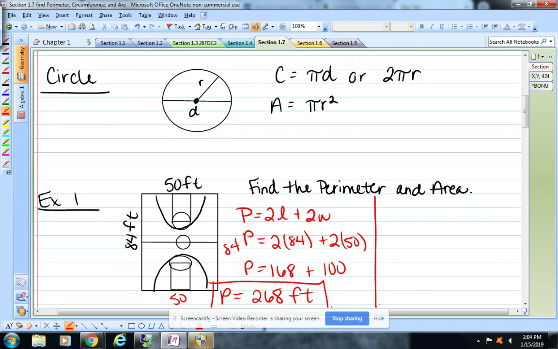Now, y'all told me this was a rectangle, so I also have to find the area of this rectangle. So how do I find the area of a rectangle? Length times width, so I'm multiplying what? 50 times 84. 4,200. Okay.